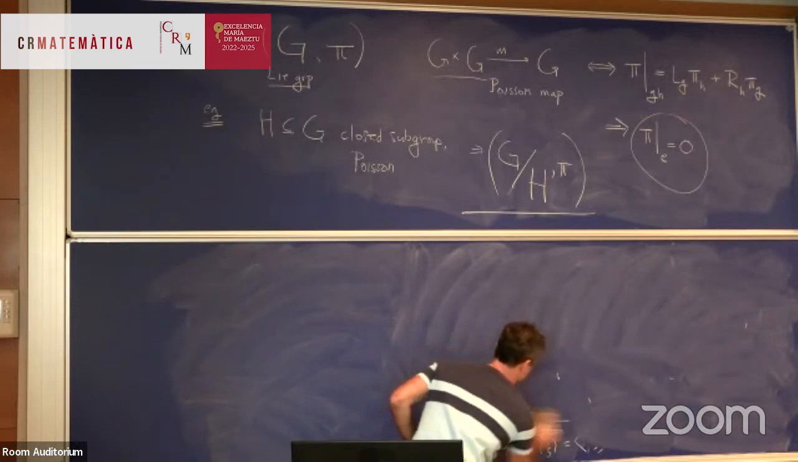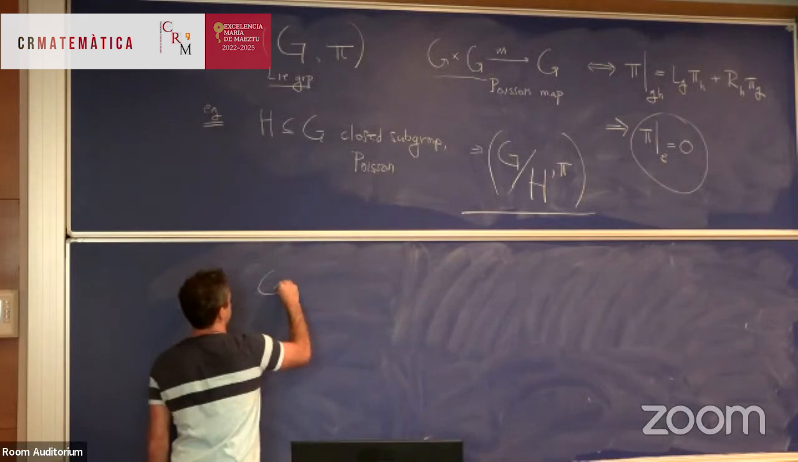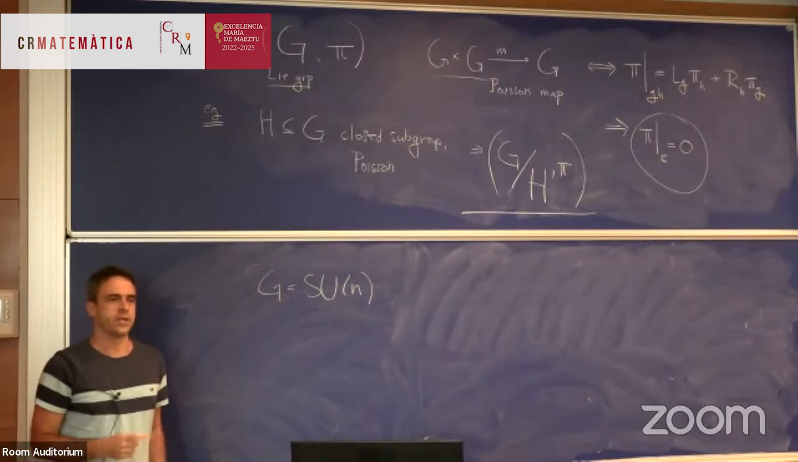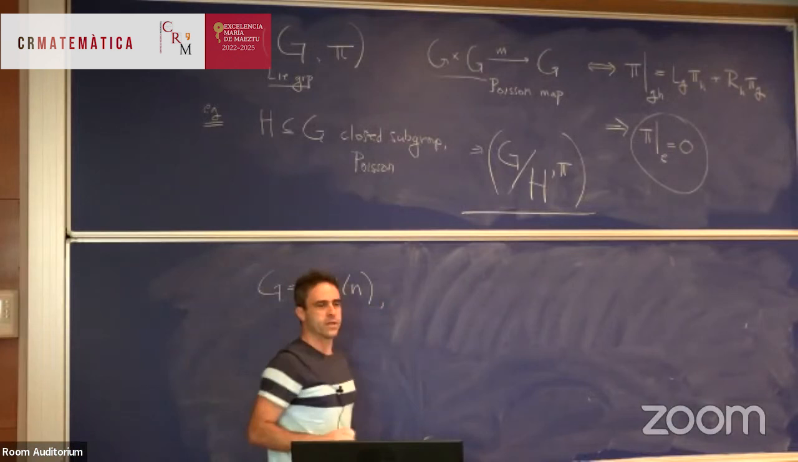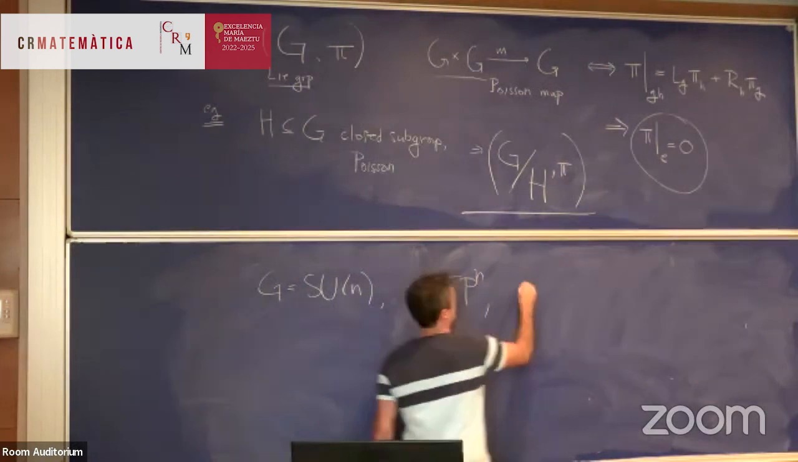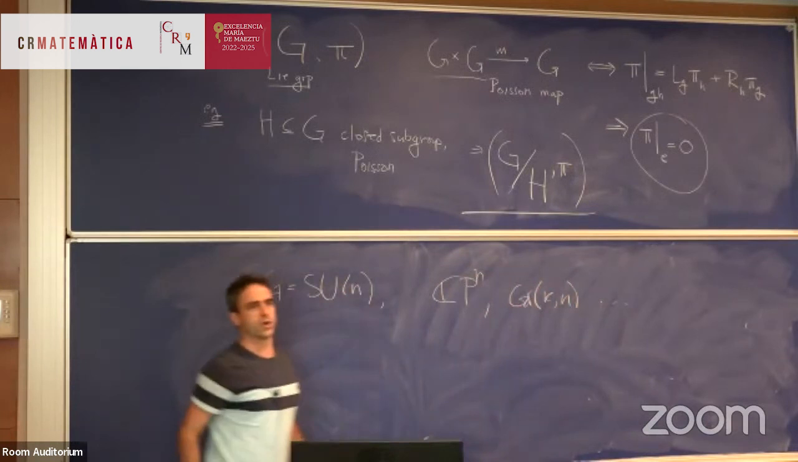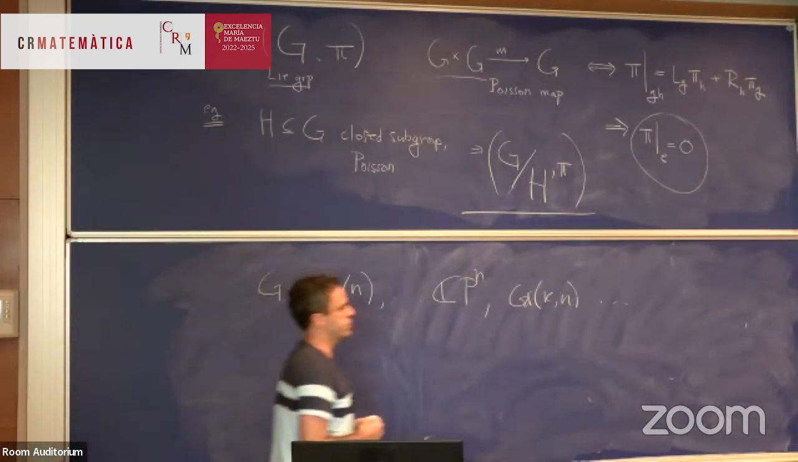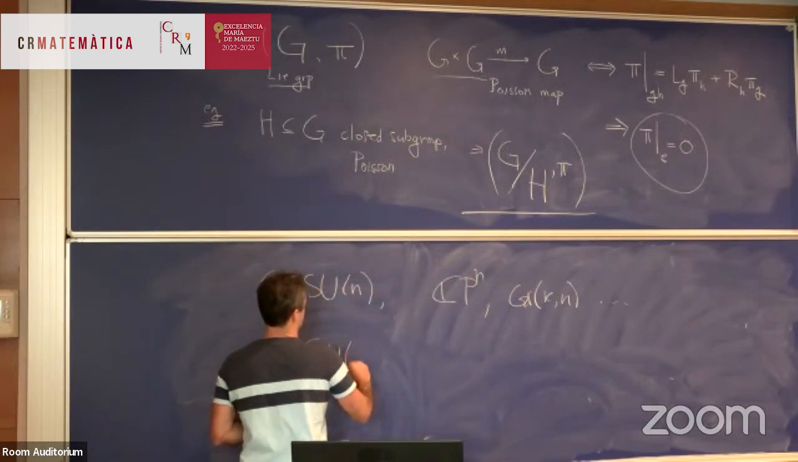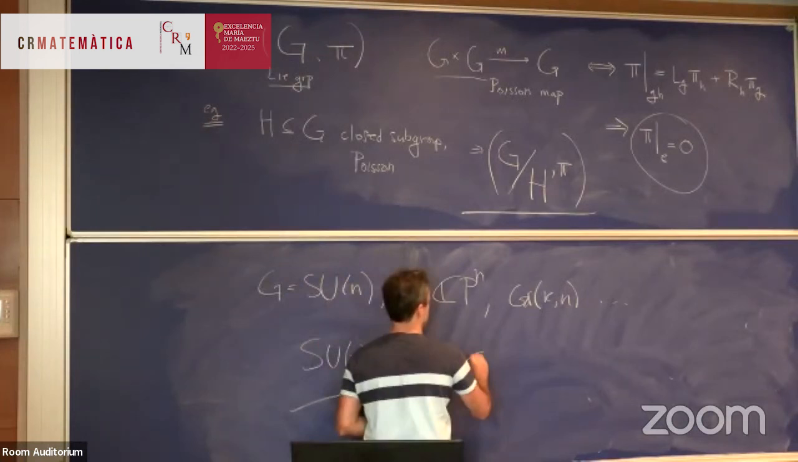So for example, SU(N) has a very interesting Poisson structure. I'll talk about it a bit later. And its coadjoint orbits are flags, which include, for example, CP^N, Riemannians, etc. So these all inherit non-trivial Poisson structures by this theorem, by this construction. So in particular, maybe I'll say a little bit more about this and this.